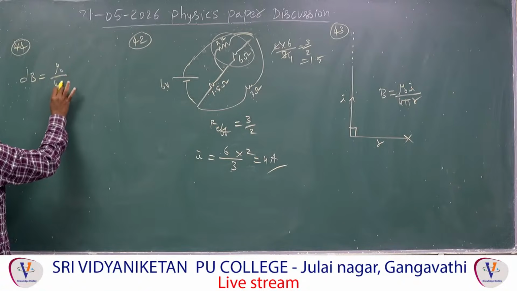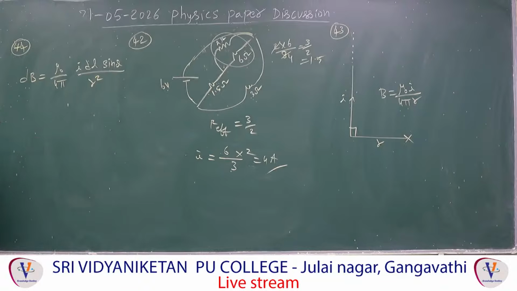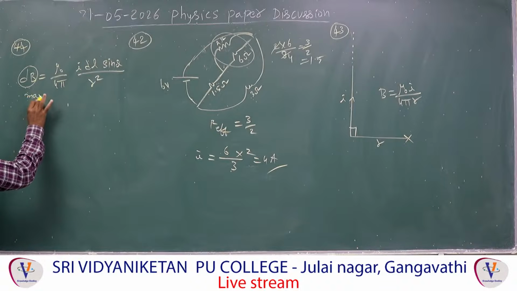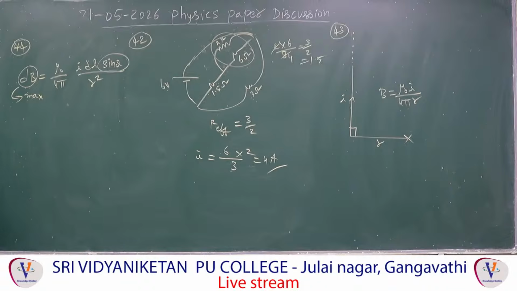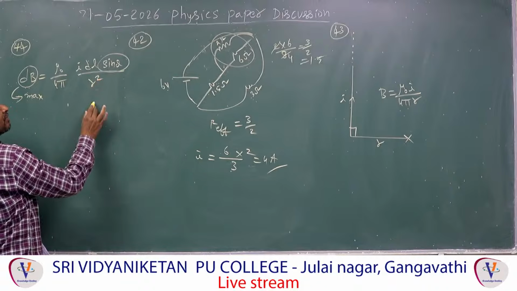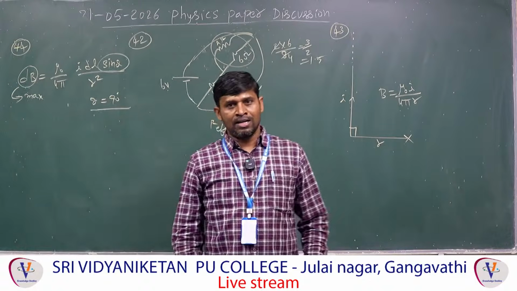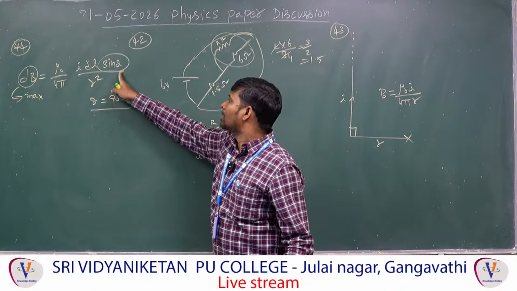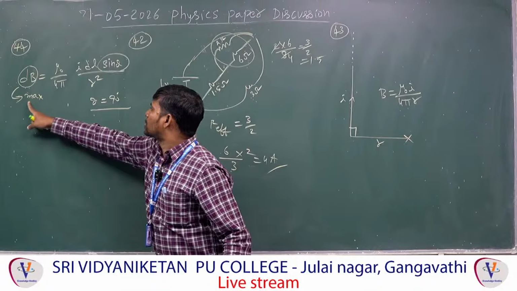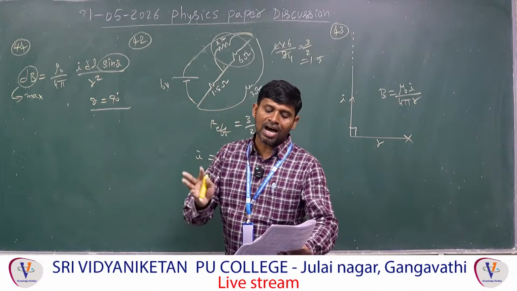Biot-Savart law is mu naught by 4 pi, I dl sin theta by r square. That magnetic field is maximum when sin theta is maximum. At what angle is sin theta maximum? At theta 90, because sin 90 is 1. That's why the magnetic field is maximum when the radius vector makes an angle of 90 degrees. That's why the answer is 90.